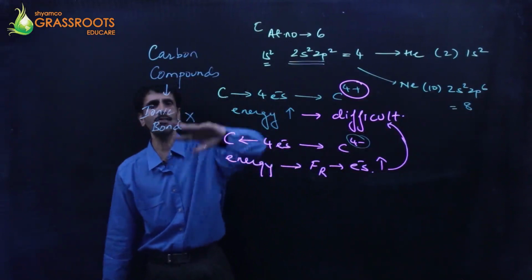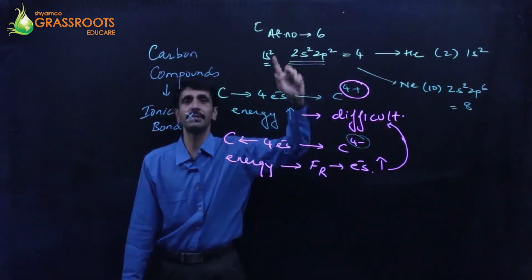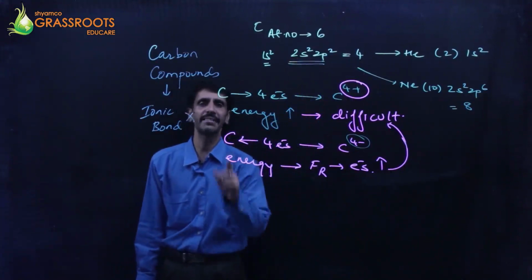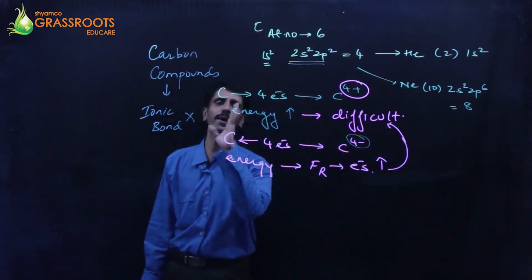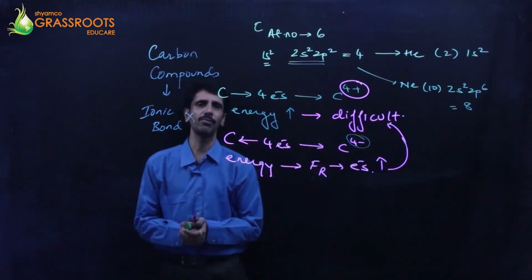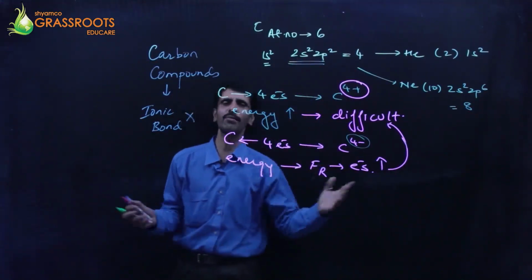So when ionic bond is not possible, it is impossible, then there is a possibility of what? Sharing of electrons. And sharing of electrons results in what? Covalent bonding. Okay, so that is what we are going to discuss now under carbon compounds. So for covalent bonding, I'll give you a very simple example.